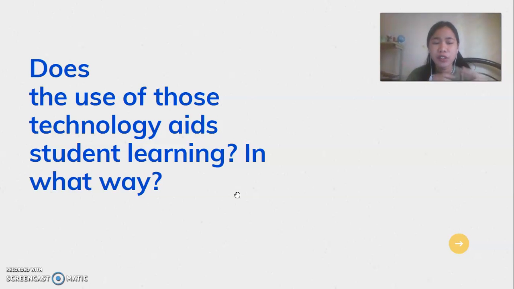So in what way could those technology aid the student learning? Well, of course, first and foremost, technologies can sustain the interest of the learners. If we compare it when we just use books or when we just use the chalkboard, when we write on the chalkboard when discussing, but when we compare it when we use PowerPoint presentations, the students' interests are really sustained all throughout the discussion, all throughout the lesson. So that's just one way that the technology can aid the student learning.